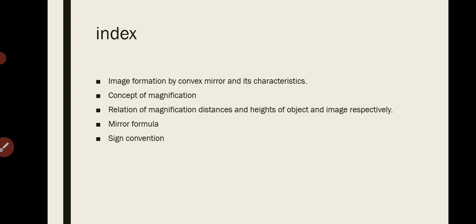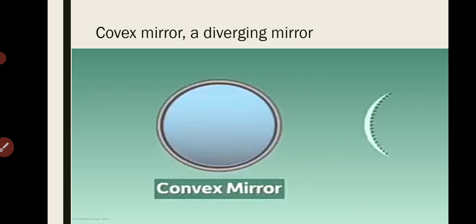Then the concept of magnification, or the definition of magnification and linear magnification. Then its relation with the distances and heights of the object and image respectively. And then we will study a very short or summarized form of the mirror formula and then the sign convention. So now let us start with the convex mirror.